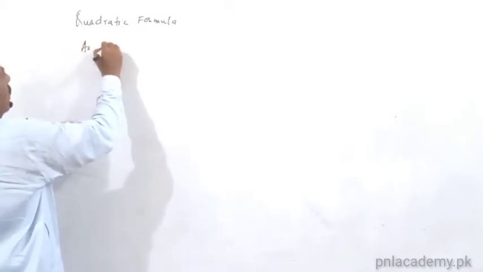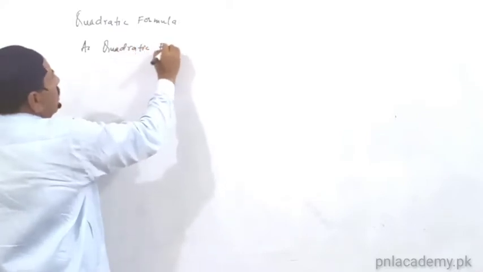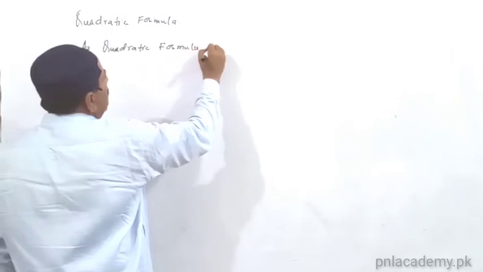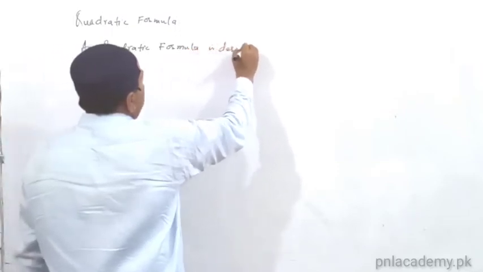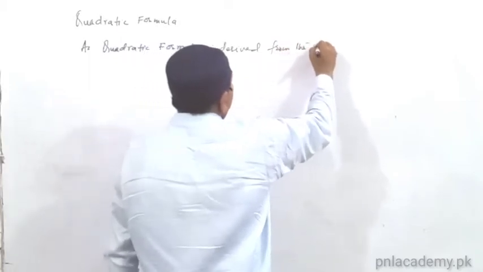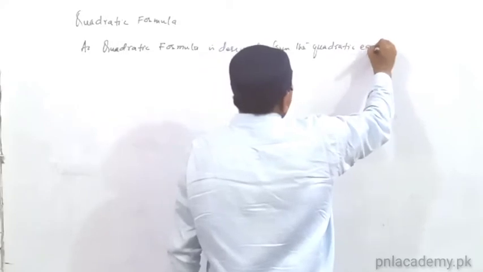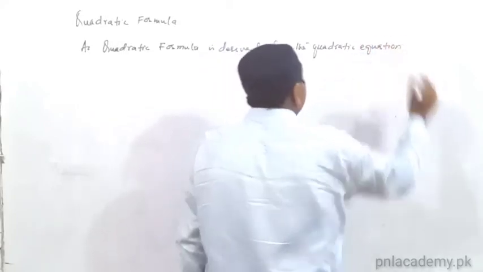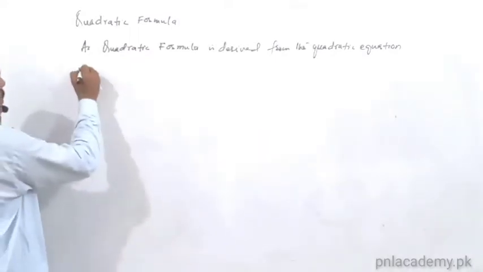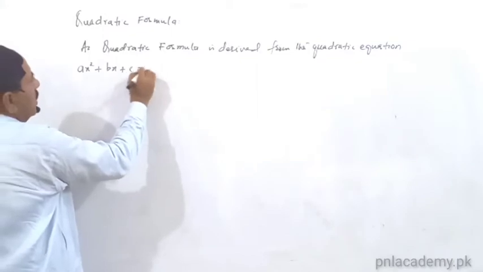Quadratic formula is derived from the quadratic equation. Quadratic formula is derived from the quadratic equation ax square plus bx plus c is equal to 0.